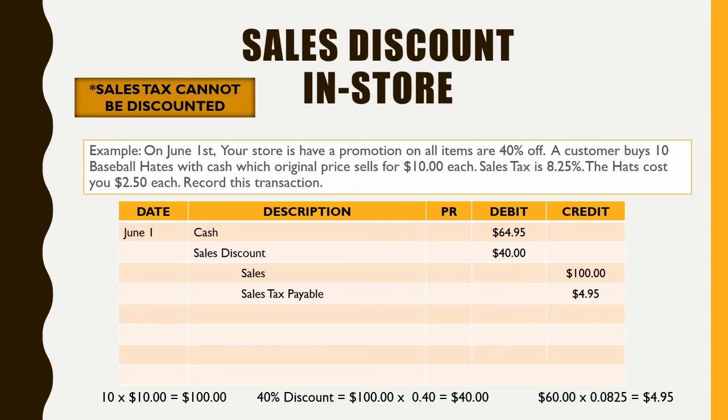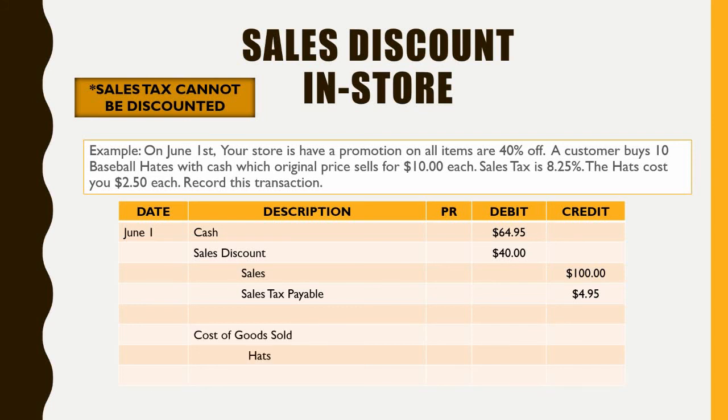So, yes. Now that we did that, we also need to calculate how much it costs us to sell the products. In this case, if it costs us $2.50, then we can get rid of our inventory of $25, right? 10 times $2.50 gives you $25.